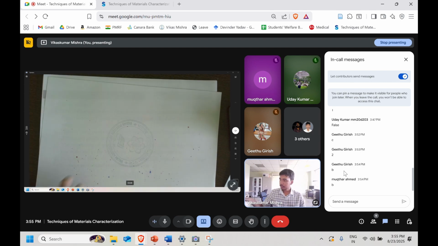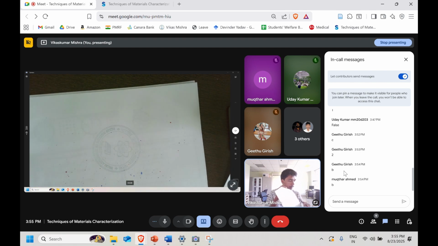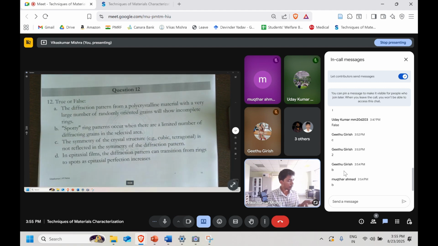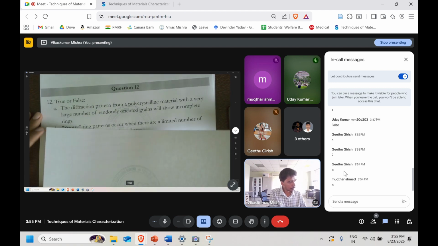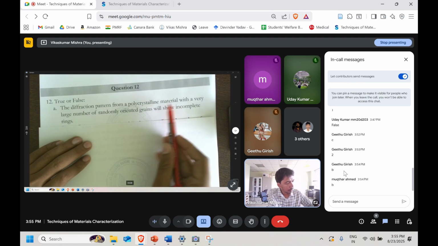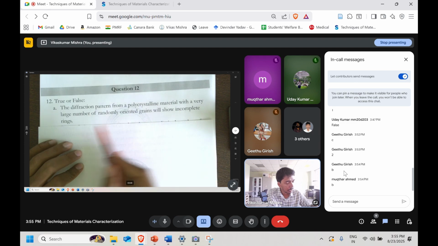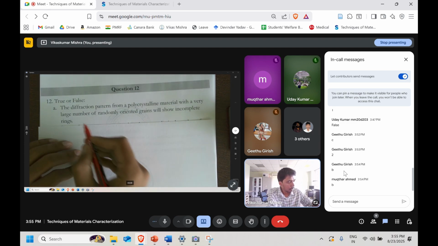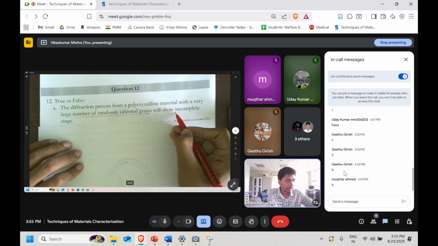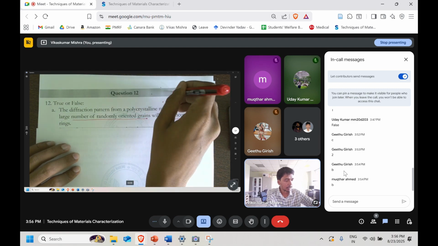Let's go to the next question, question number 12. First one. The diffraction pattern from a polycrystalline material with a very large number of randomly oriented grains will show the incomplete ring. Incomplete ring, they are meaning that you will get distinct spots.